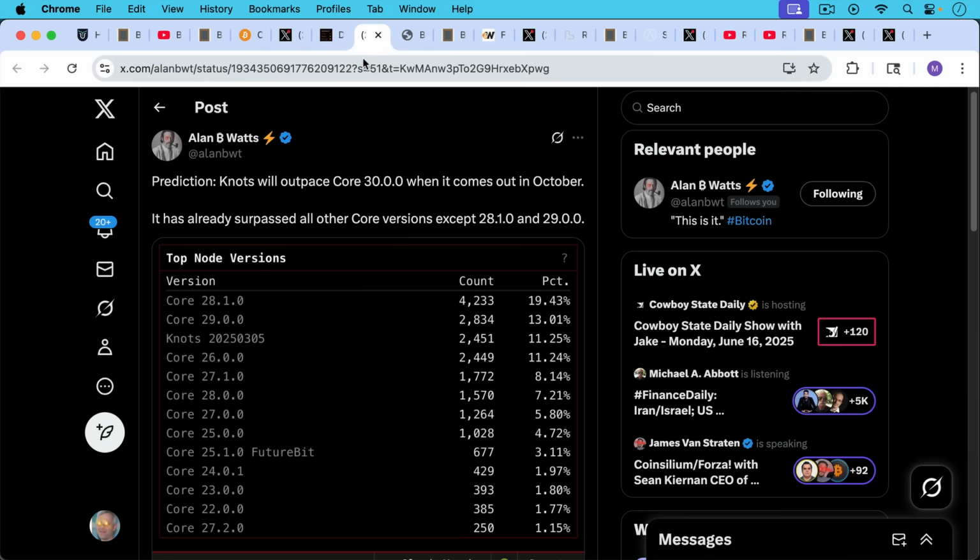I like Alan B. Watts's prediction here. Prediction: Knots will outpace Core 30. This is the newest version of Bitcoin Core software that is expected to come out in October. And Watts here is predicting that Knots will outpace it. It's already surpassed, as we saw, all other Core versions except 28.1 and 29.